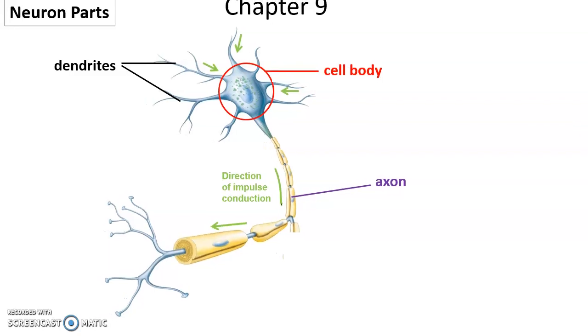So here again are the parts of the neuron: the dendrites, the cell body, the axon. Receiving ends, the dendrites; sending out the signal, the axon.